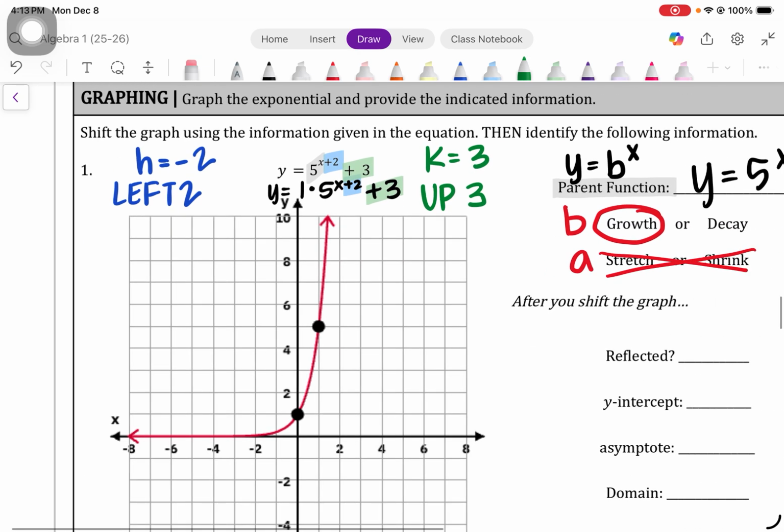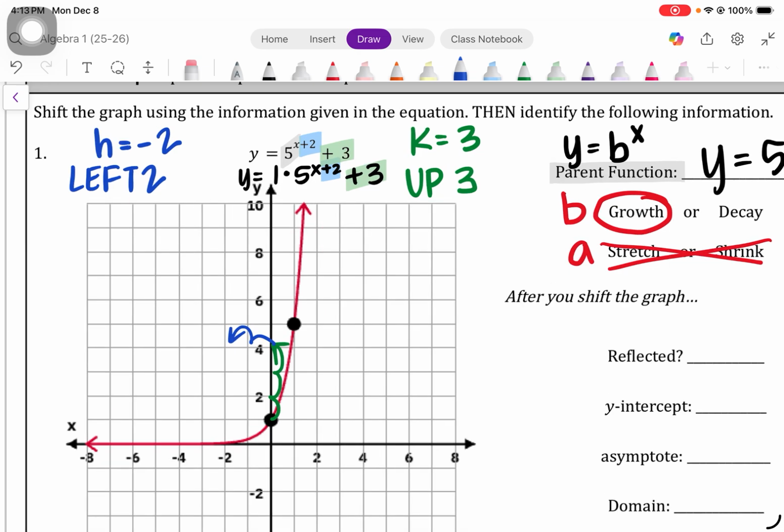So that means the 2 dots on my graph, I'm going to do exactly what our shifts tell us. I'm going to go up 3 and to the left 2. So each graph is up 3, 1, 2, 3, and to the left, 1, 2. So I have a new dot here. My next new point, I'm going to move up 3, 1, 2, 3, and to the left 2, 1, 2. So my new dot is here.